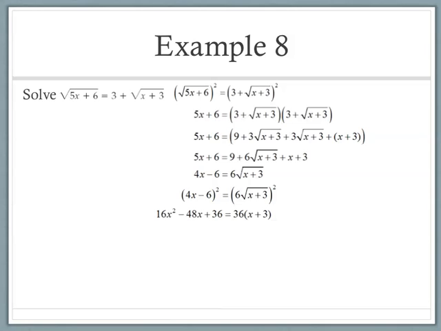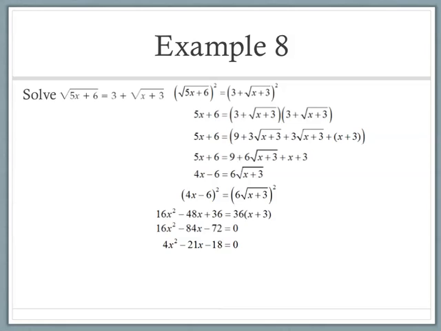Now we've gotten rid of all the radicals, and it looks like we have a quadratic that we can solve. So I'm going to distribute the 36, subtract it so that we only have 0 on the right-hand side. So we have 16x² - 84x - 72 = 0. And now just to simplify the problem, it looks like all three of these coefficients can be divided evenly by 4. So this gives us 4x² - 21x - 18 = 0. And then we'll go ahead and factor that.